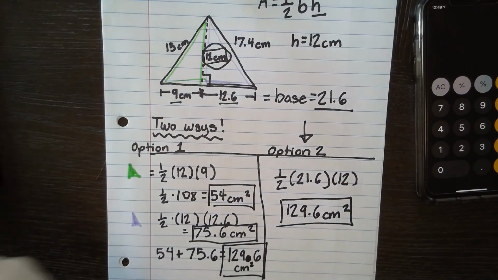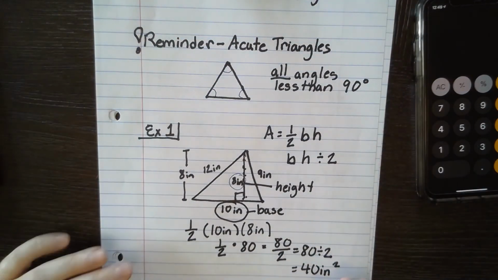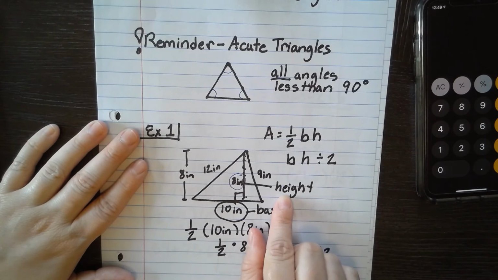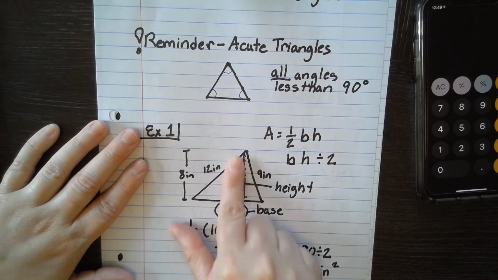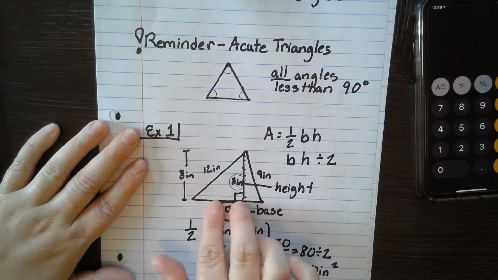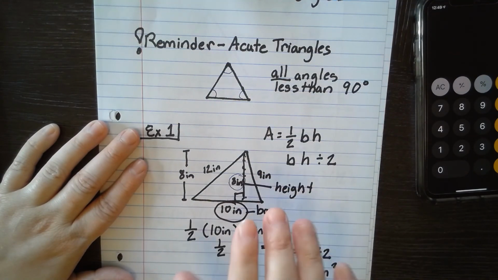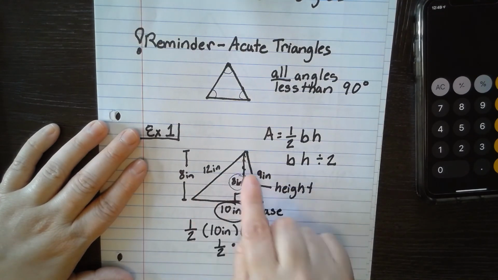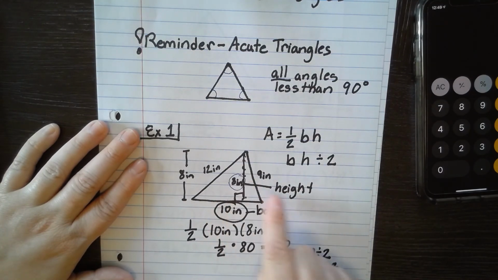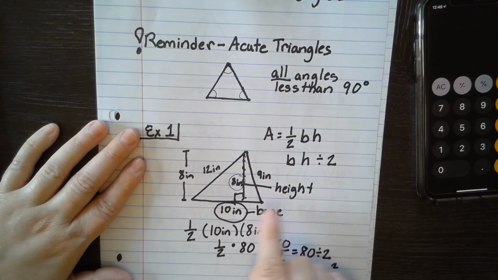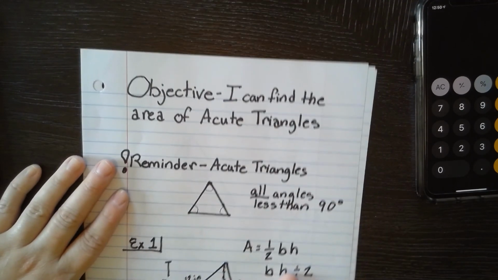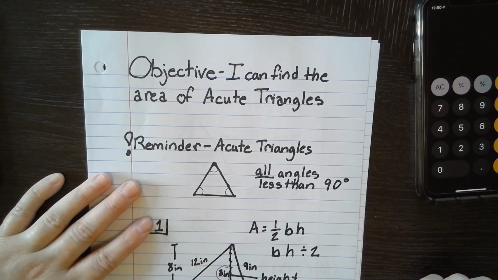So in review, in summary, when we're solving for an acute triangle, we have to find the base and the height. The height will typically go in between. It will bisect this line here, which is the base. You don't want to use the edges that it does not directly intersect at a right angle. So do be careful when you're choosing which one is the height and which one is the base. That's all I have for you. Today's objective again was I can find the area of an acute triangle.